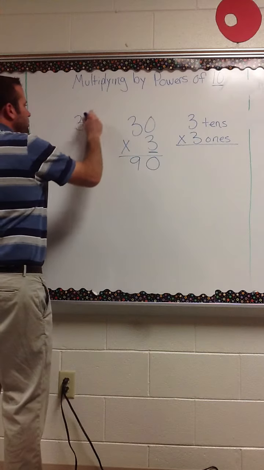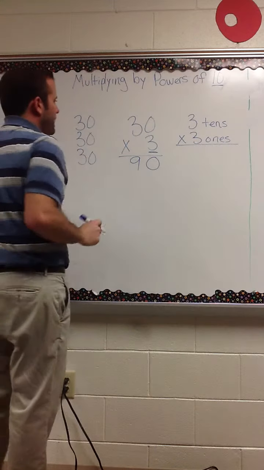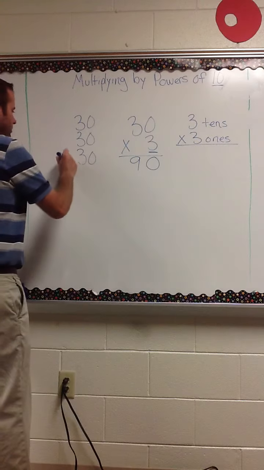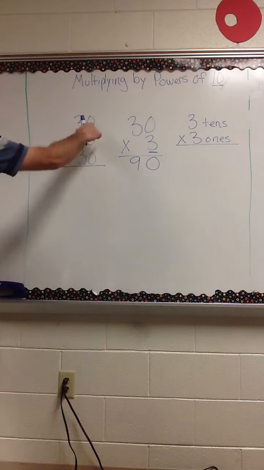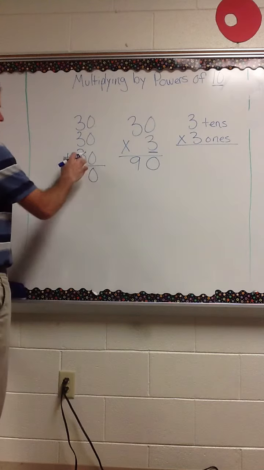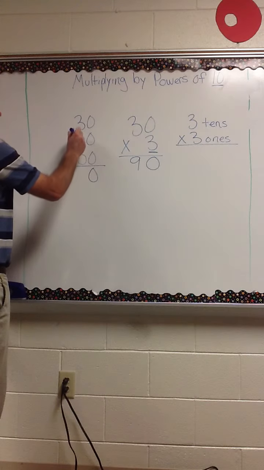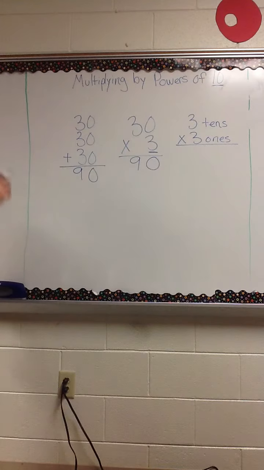If we wanted to use some quick addition to check our math, I know that 30 times 3 is the same thing as adding 30 to itself 3 times. Well, 0 plus 0 plus 0 is still 0. 3, 4, 5, 6, 7, 8, 9. So my math is correct.